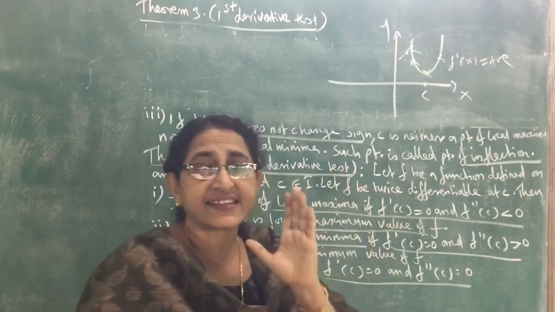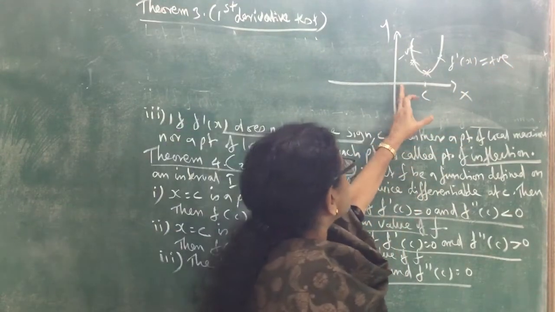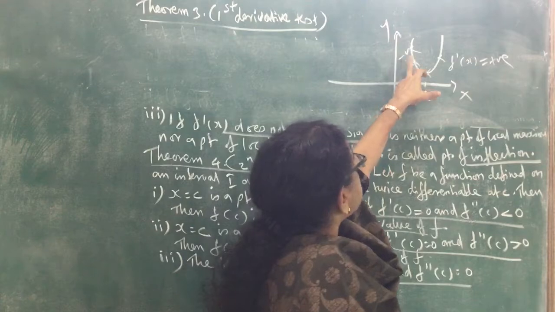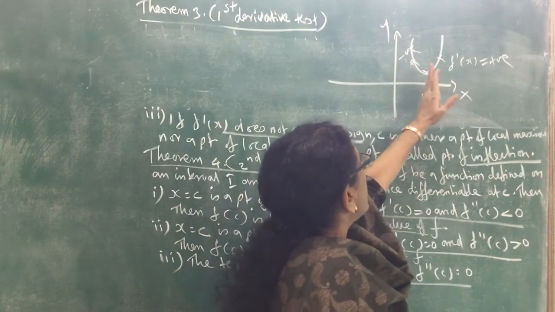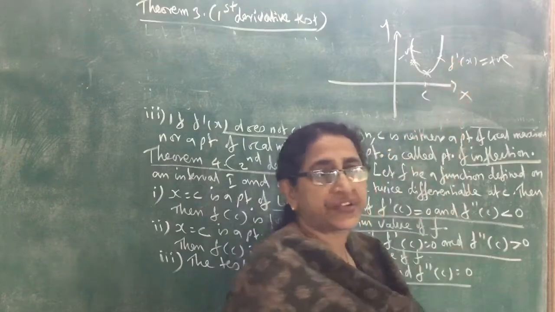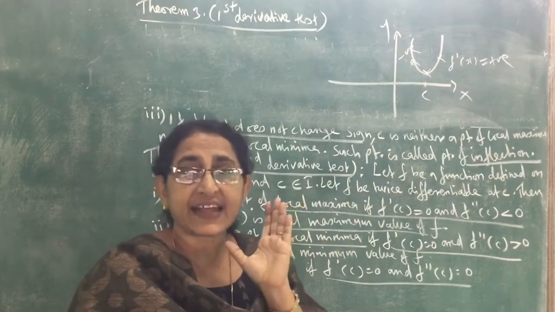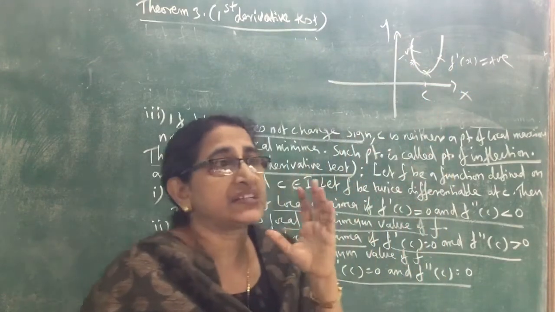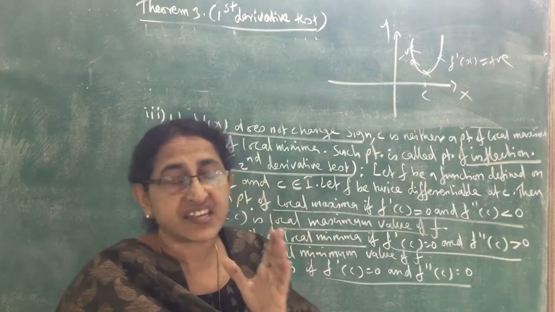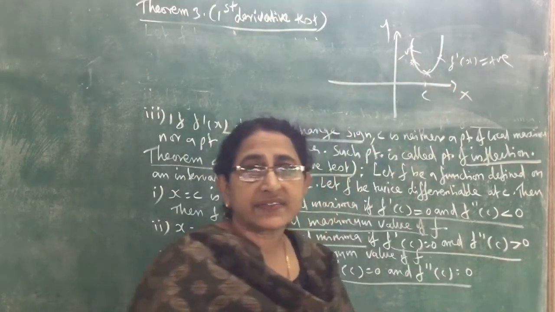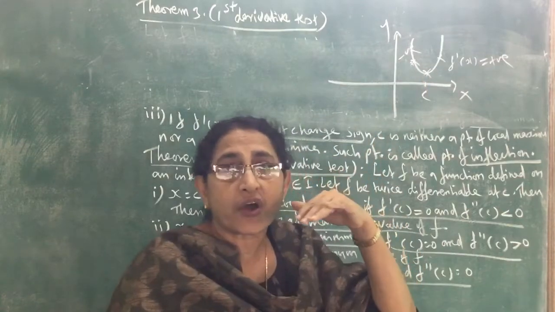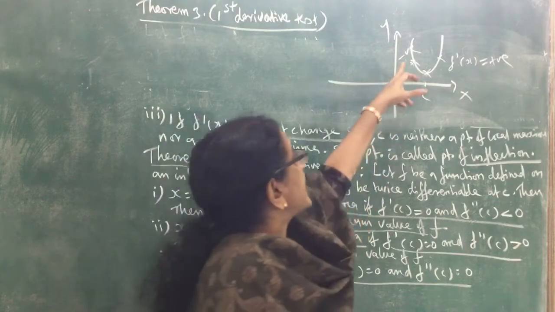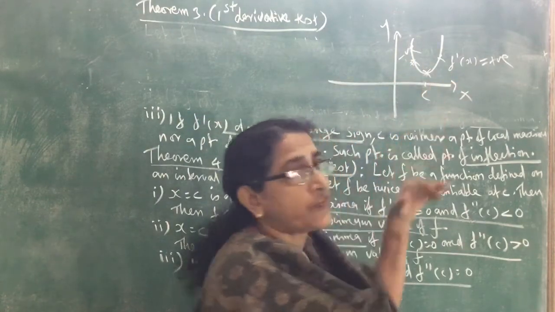So as x increases through the point c, f dash x changes sign from negative to positive. Before c negative, after c positive. Then c is a point of minima. This is called local minima. So when f dash x changes sign from negative to positive, then c is a point of local minima.